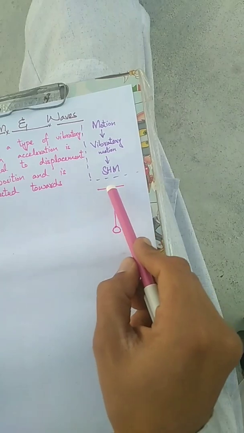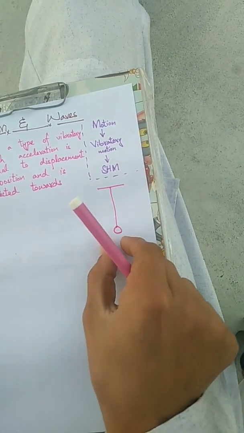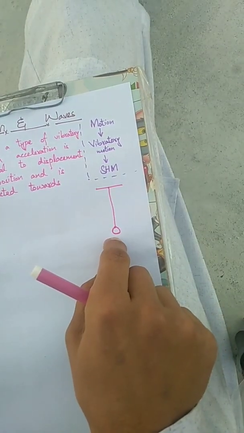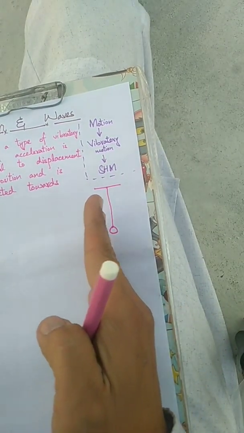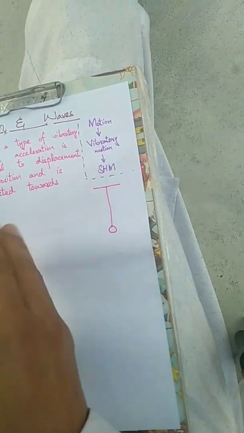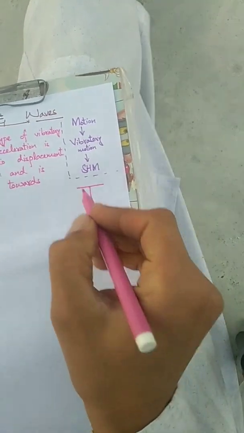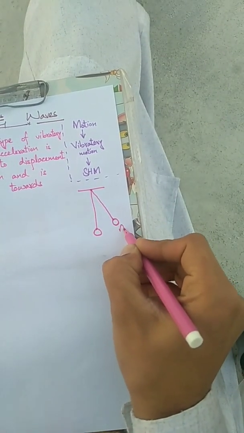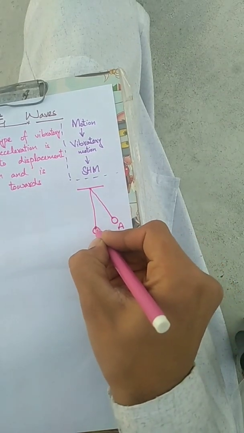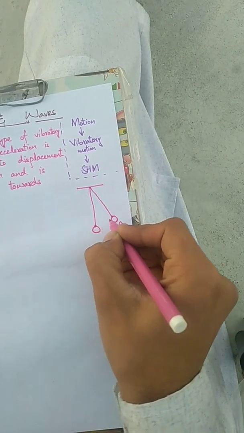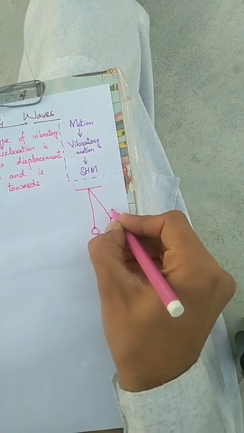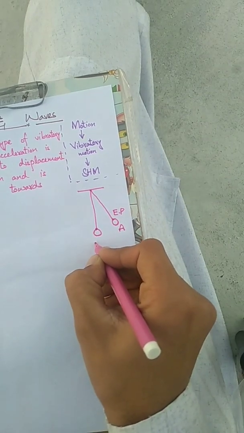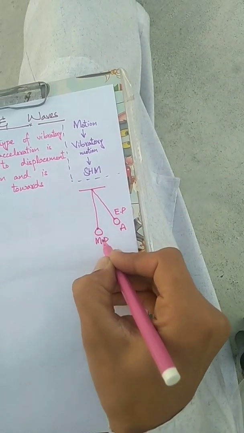If we take the pendulum of a clock, then the point at which it comes to rest is its mean position. So this point is the mean position. When it starts vibrating, it starts moving sideways, left and right. So when it moves from this original position towards this side, let's say it comes to this point A, the maximum distance which it attains from this original position is known as extreme position. And this position where it comes to rest is known as mean position. So this is the mean position.